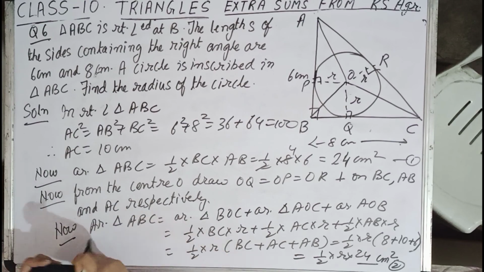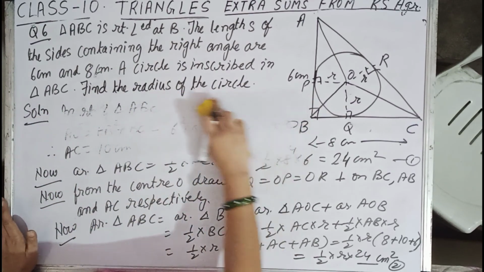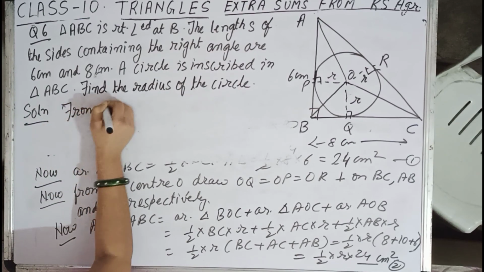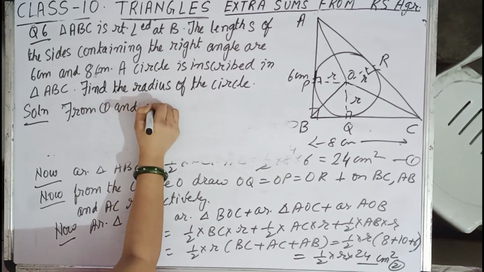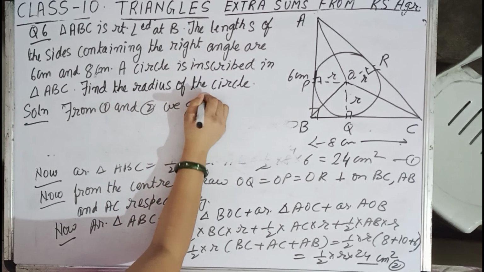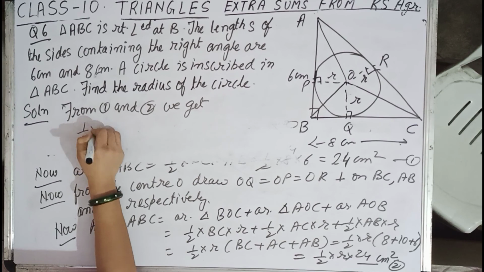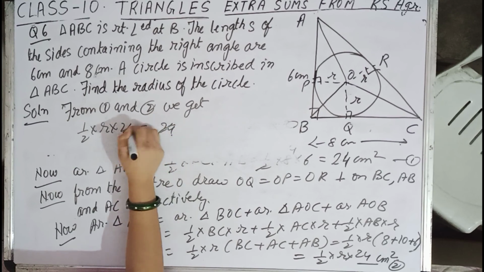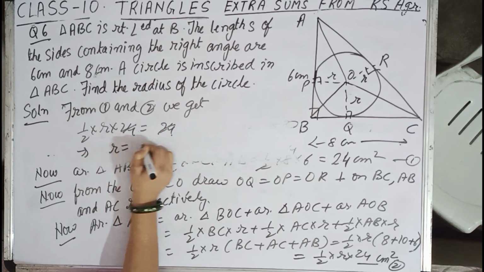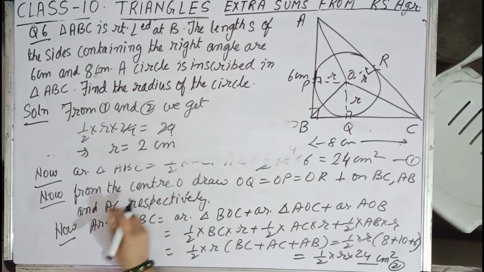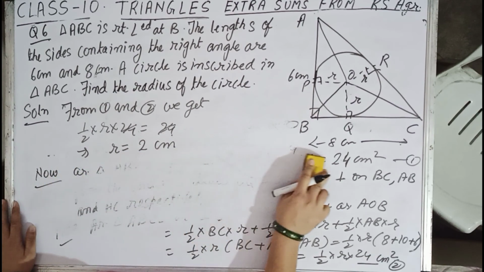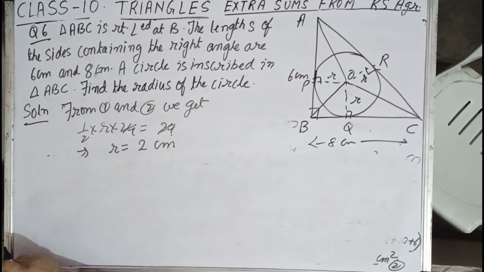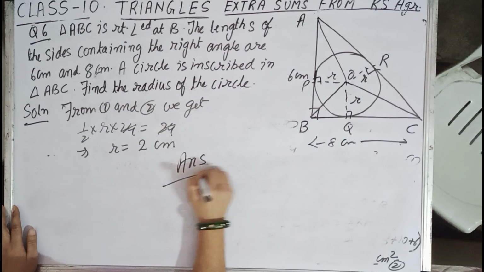We will equate them. So let us write: from 1 and 2 we get half into R into 24 equals 24. This 24 cancelled. This implies R equals 2 centimeter. So radius of the circle is 2 centimeter. And this is the answer.